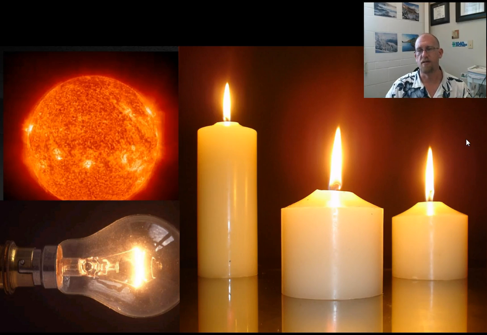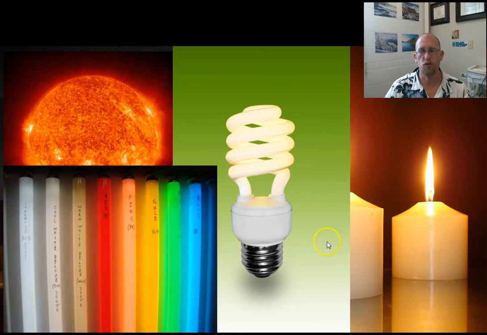So here are examples of incandescent light. Here, obviously, the sun is very hot and glowing. Light bulbs are hot and glow. Candles are hot and glow. Fluorescent tubes, fluorescent light bulbs, and various different kinds of gases in this tube. They all glow a different color because of the gases present in them. And again, remember, fluorescent light is created because electrons are excited and then drop back down to their home state.